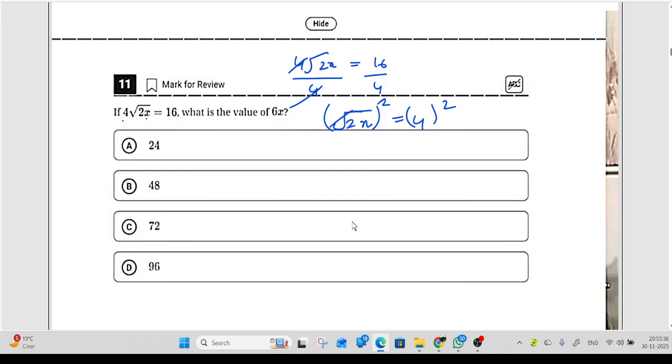So this square cancels out with this root, and we get 2x. 4 squared is 16. Now we just need x, and that's how we can find 6x. So we divide both sides by 2 to get rid of this 2. Now we get x is equal to 8. If we want to find 6x, we do 6 times 8, which is 48. So this option is correct, right?